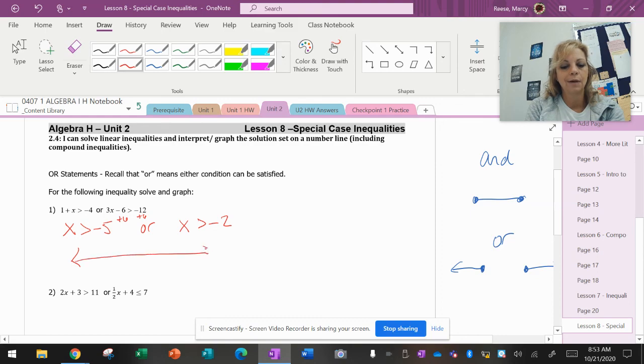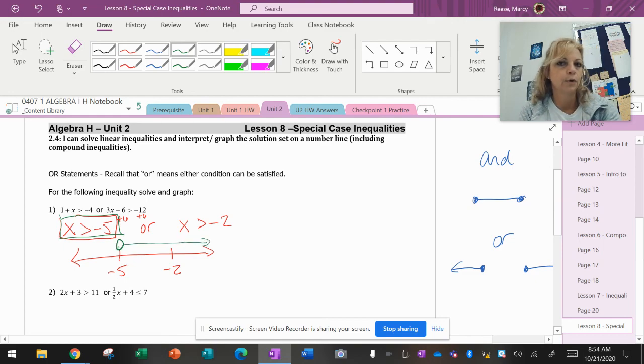Now, when I look at this on a number line, remember -5 is here and -2 is here. So let's start with -5. All right, I'm going to do this one in green. So it says x is anything greater than -5.